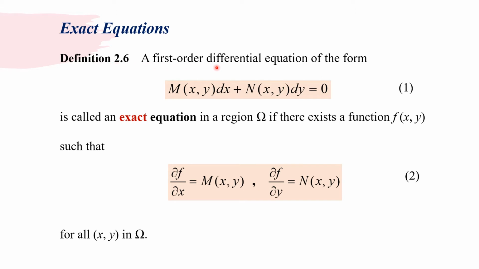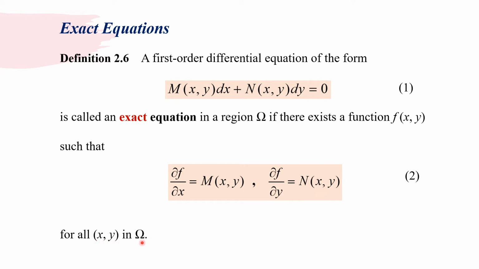A first-order differential equation of the form M(x,y) dx + N(x,y) dy = 0 is called an exact equation in a region Omega if there exists a function f(x,y) such that ∂f/∂x = M(x,y) and ∂f/∂y = N(x,y) for all (x,y) in Omega.